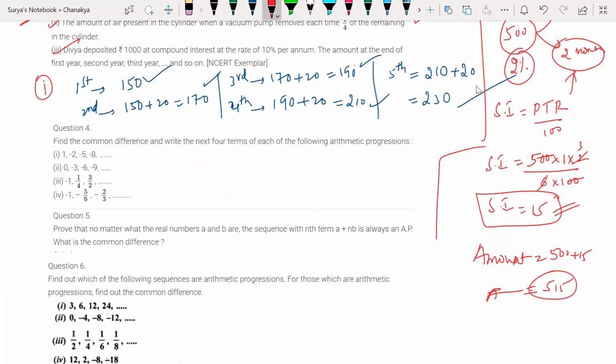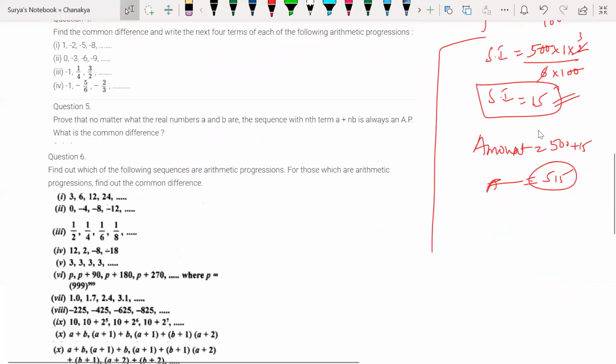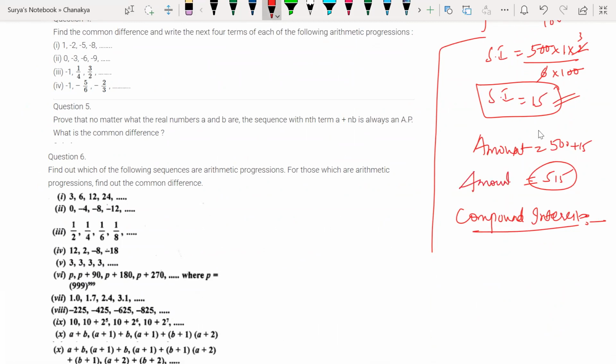So what do you mean by compound interest? Compound interest is basically like simple interest only. See here. One second, let me write it clearly here. This is the amount, right? All right. Here in compound interest, after 2 months, how much does he have to pay? 515 rupees, right? Due to some reasons, you are not in a position to pay back, and he is not in a position to get his money back. Then what exactly will happen?